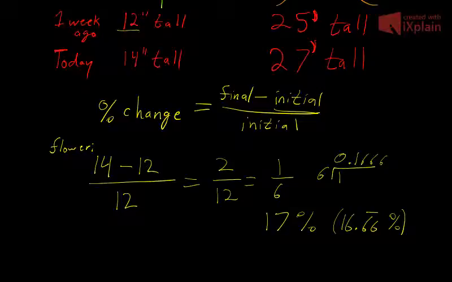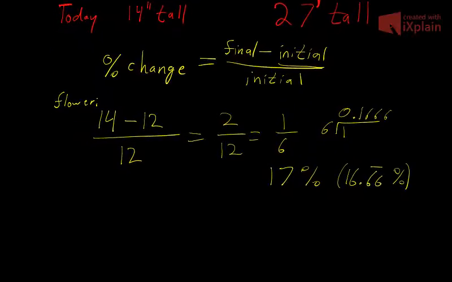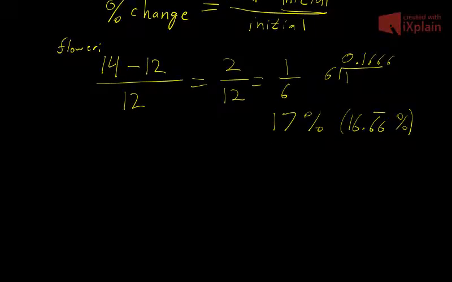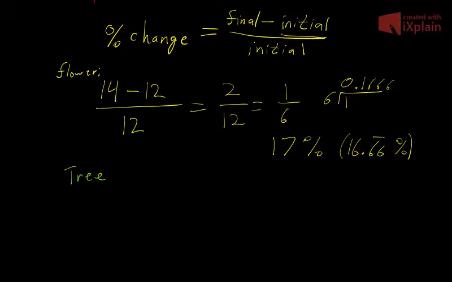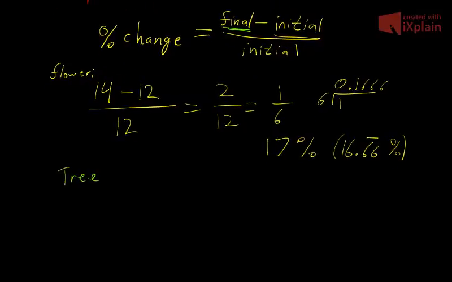Next, my tree, which somehow grew 2 feet in a week, and I know that's not terribly believable, but we're going to go with it anyways. So for my tree, I'm going to use green for the tree. I'm going to do the final. So we're going to do final minus initial. My final height of the tree was 27 feet.